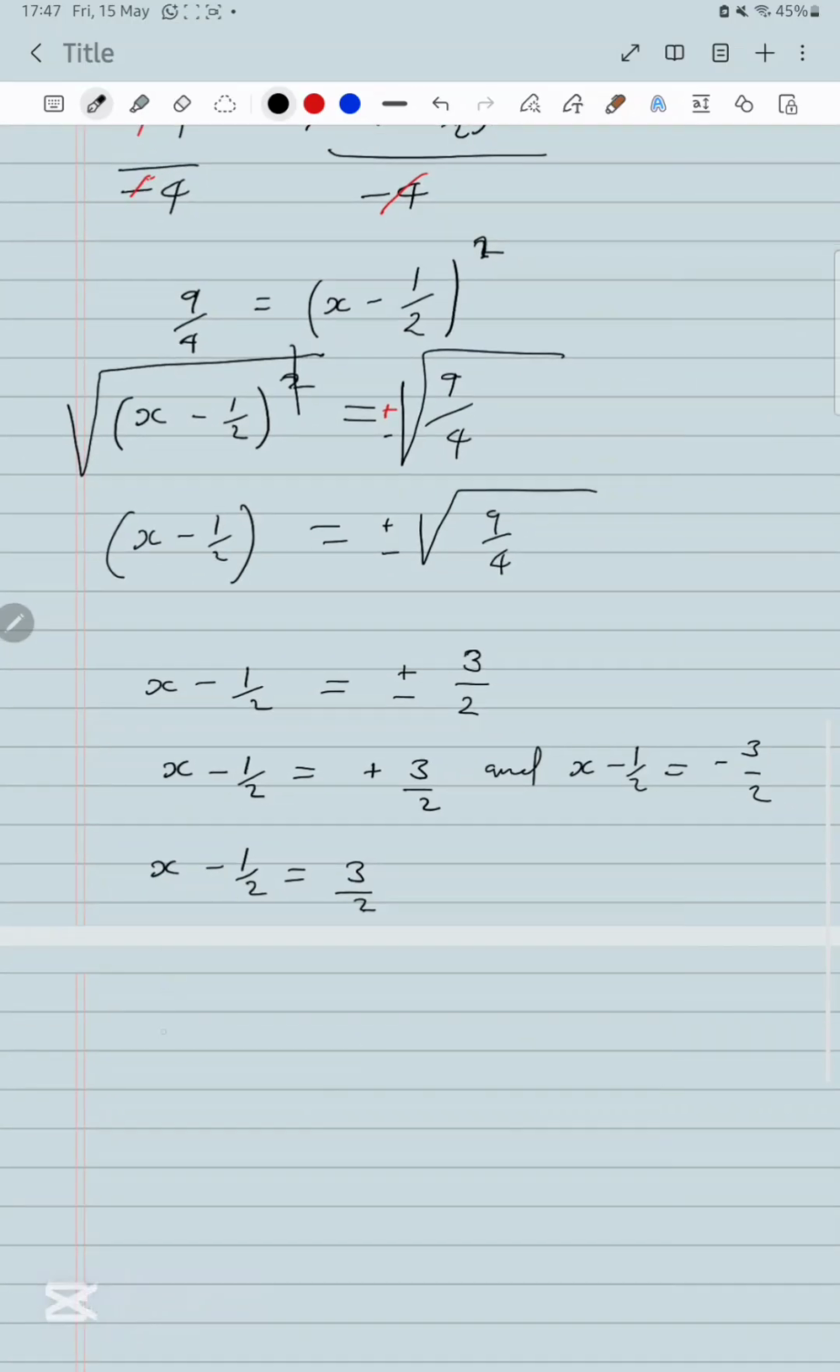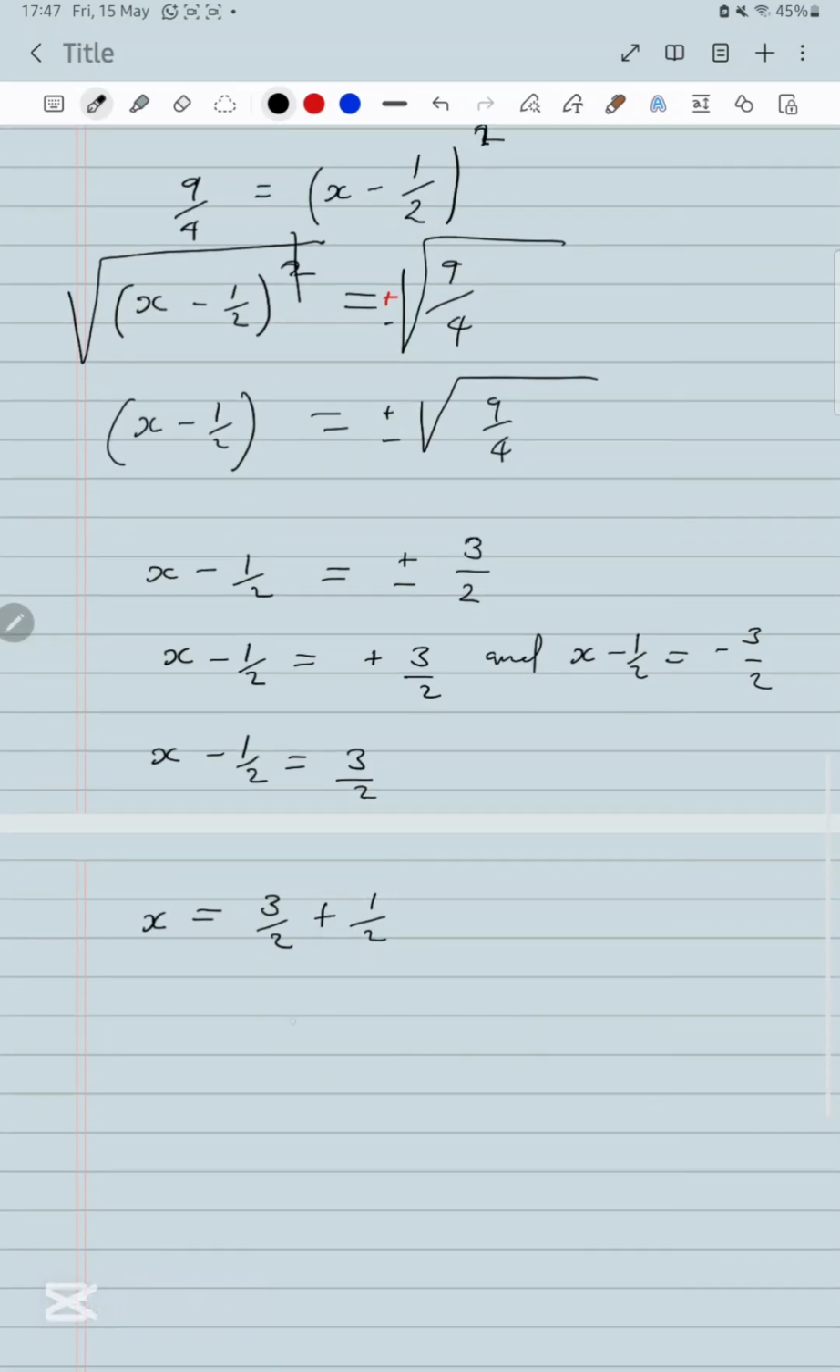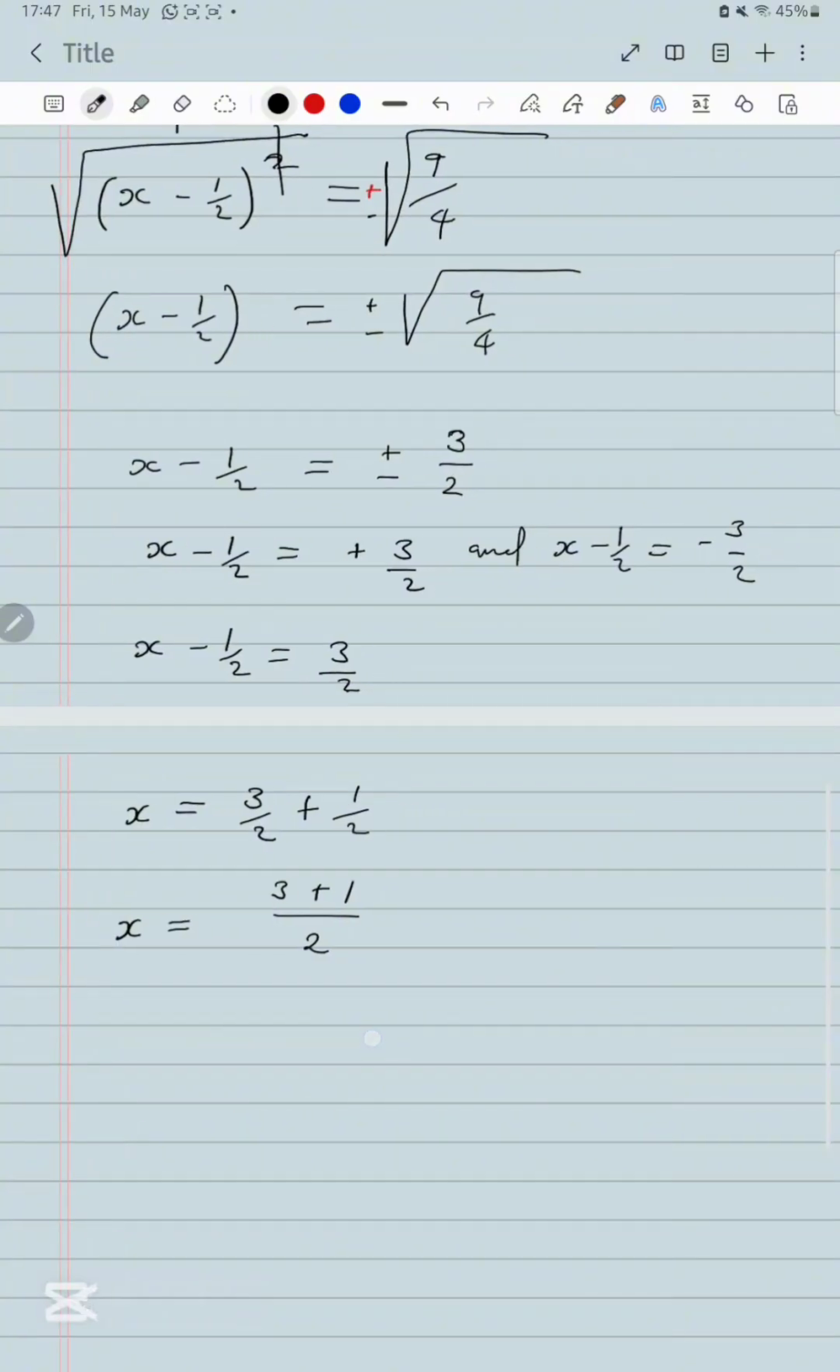So, meaning we have x is equal to 3 over 2 plus 1 over 2. Common denominator, which is 2. 2 into 2, 1. 1 multiplied by 3 is 3. 2 into 2, 1. 1 multiplied by 1 on top is 1. So x is equal to 3 plus 1, which is 4 over 2. And finally our x is equal to 2. That's one side.